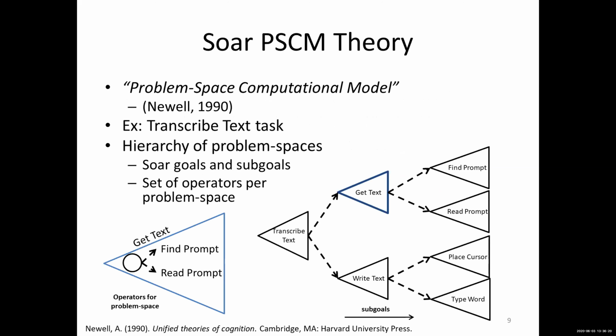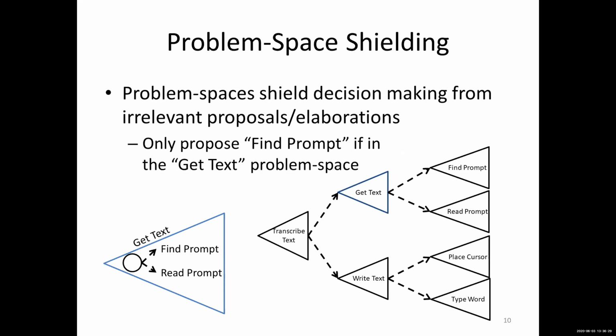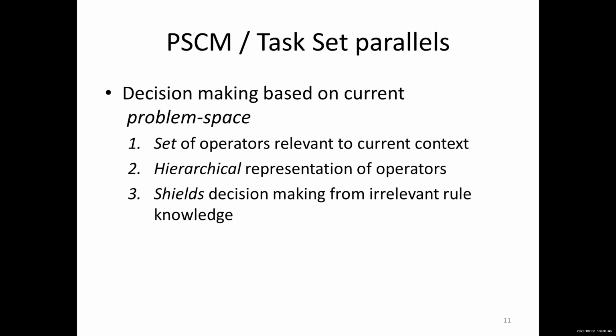And now look back at Soar problem space computational model theory, which I described before. You have this same hierarchy of problem spaces of goals and subgoals, and these problem spaces shield decision-making from irrelevant proposals and elaborations. You're only going to have an agent propose find prompt if it's in the correct problem space, if the goal is get text. They serve this same function, but computationally. And we can see they have these same three properties. A problem space describes a set of operators that are relevant to the current context. They are hierarchically represented with goals as subgoals, and they serve the function of shielding decision-making from irrelevant operators, irrelevant rule knowledge.